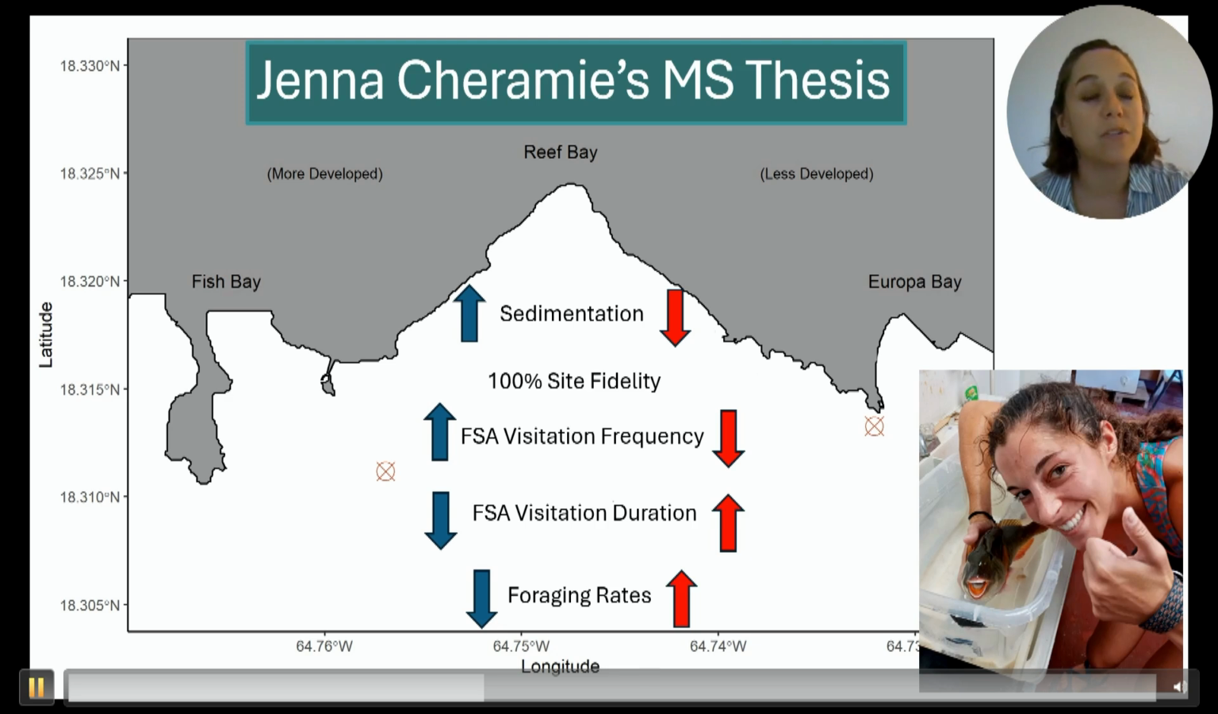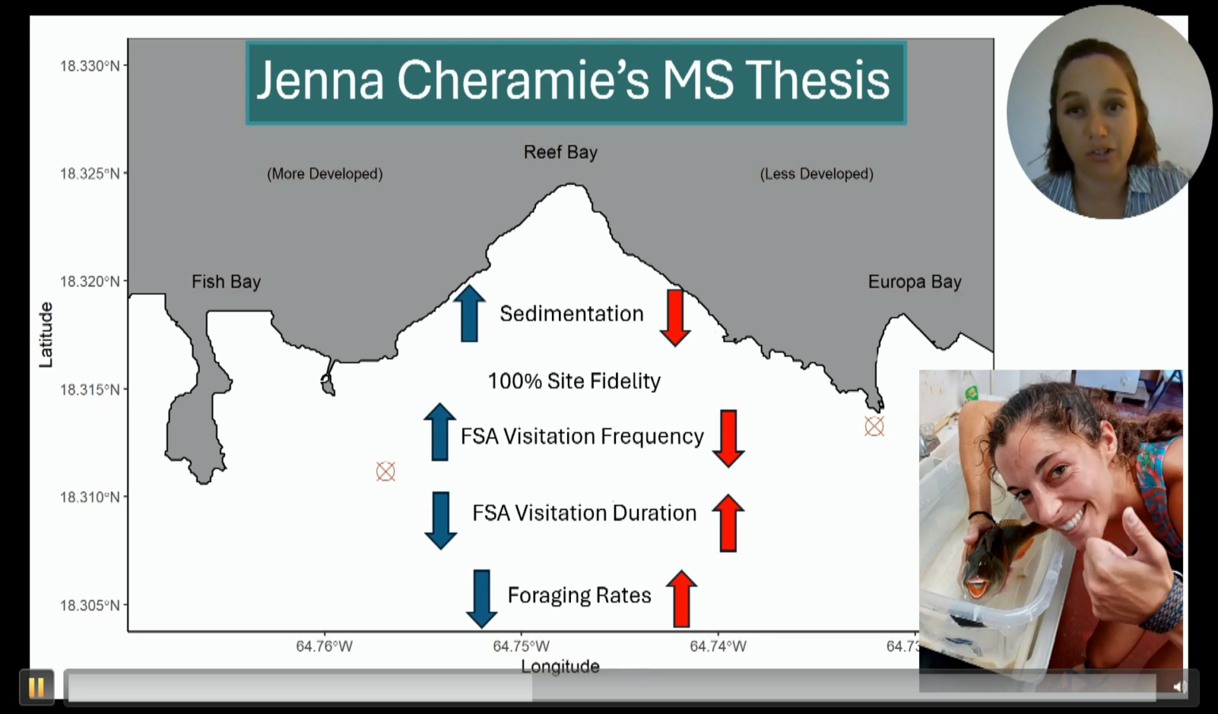She also found 100% site fidelity of fish to their respective aggregations. So all of the fish that were tagged on the east side of the bay went to the eastern aggregation. All the fish that were tagged on the west side went to the western aggregation. When looking at the tagging data and visitation frequency to the aggregation sites, Jenna found that the western fish visited their aggregation more frequently, but they spent less time there.